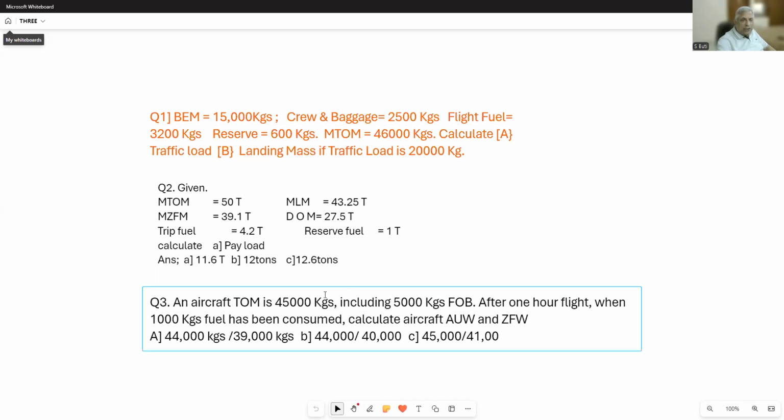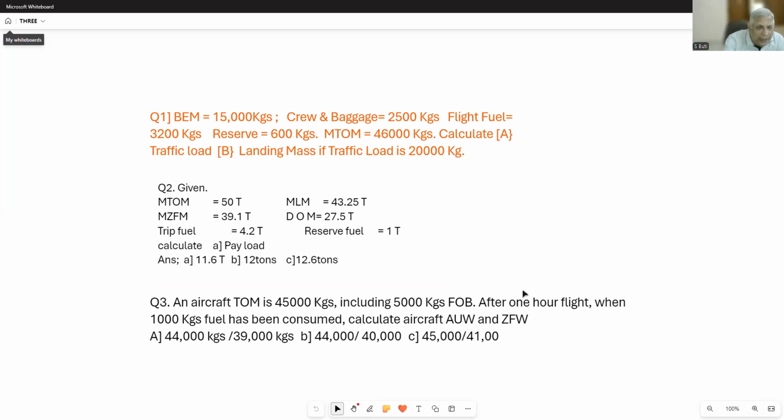And third is a question: the takeoff mass is 45,000 kgs, including 5,000 kgs fuel on board. After 1 hour of flight, it has consumed 1,000 kgs of fuel. What will be the aircraft all-up weight, total weight at this time, and what will be its zero fuel weight at this time? These are the 3 questions. And I suggest go through the entire vocabulary, remember the things, try them yourself, and then go ahead and check your answers.